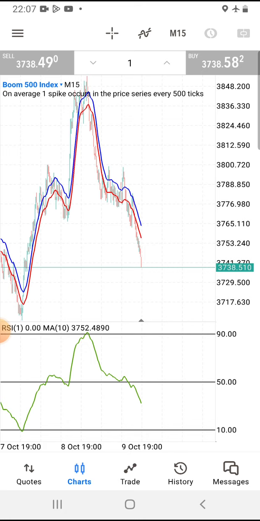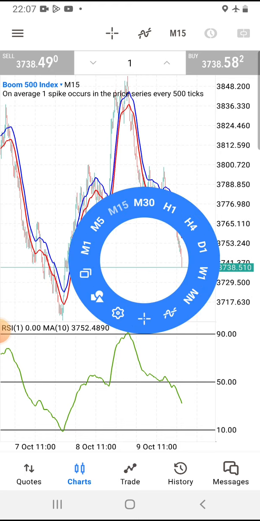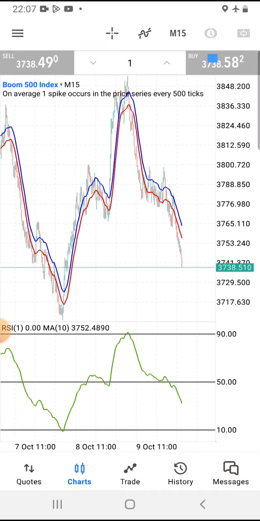So here is Boom 500. We're in our 15-minute time frame. How are we actually going to use this strategy? Of course, we're going to be using resistance points for each and every entry. And how do you do that? Let's say you want to enter into a sell trade. You have to wait for this green line to be at a resistance point, which is this level 90.